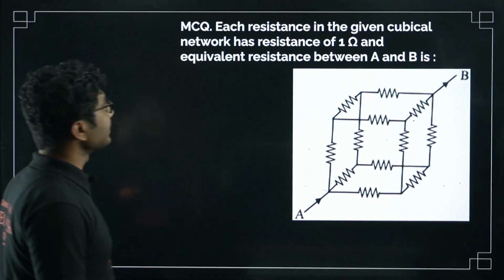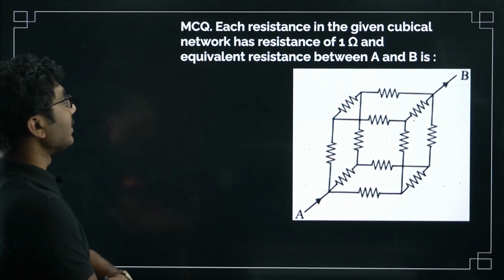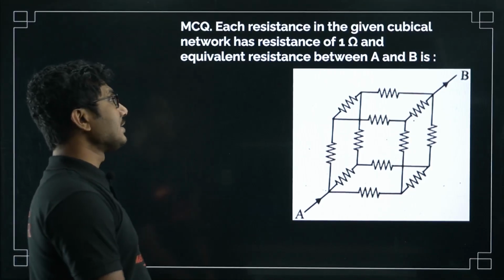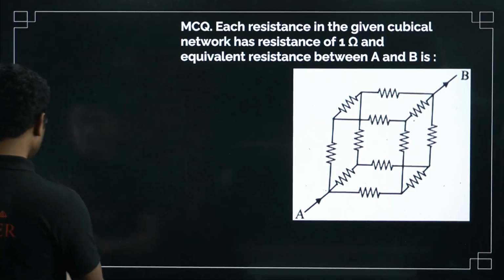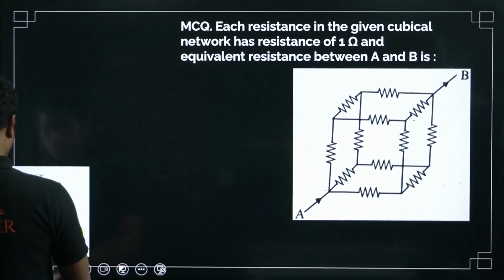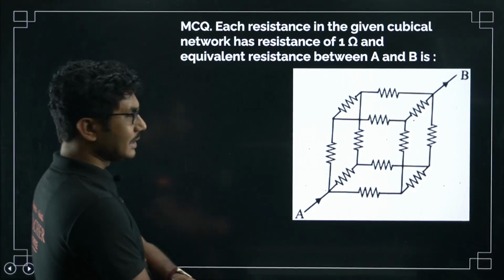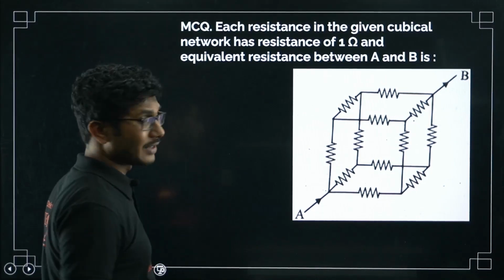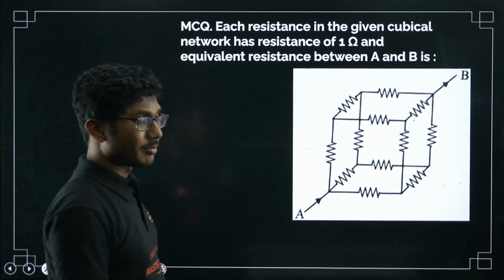Each of the resistances in the given cubical network has a resistance of 1 ohm. Find the equivalent resistance between A and B. So this is a typical question, common in KCET. It came at least twice in KCET. The value of the resistance has been given differently in different years, but let us understand this problem.